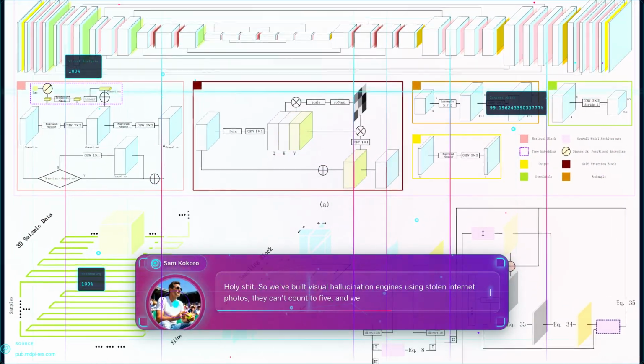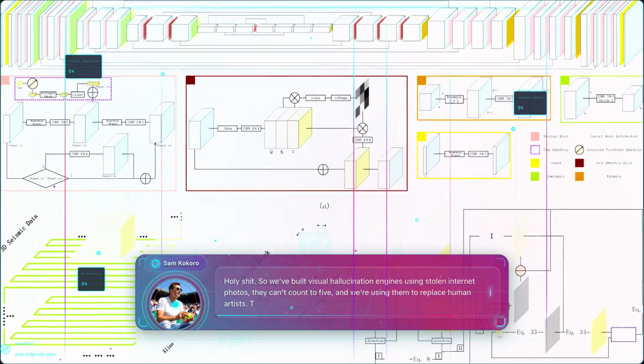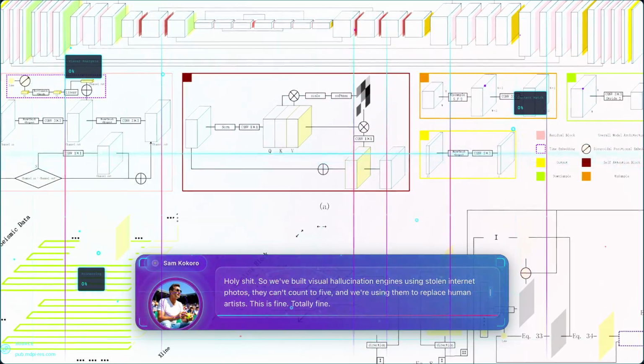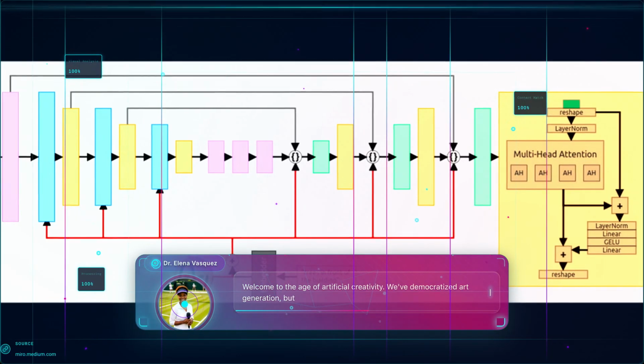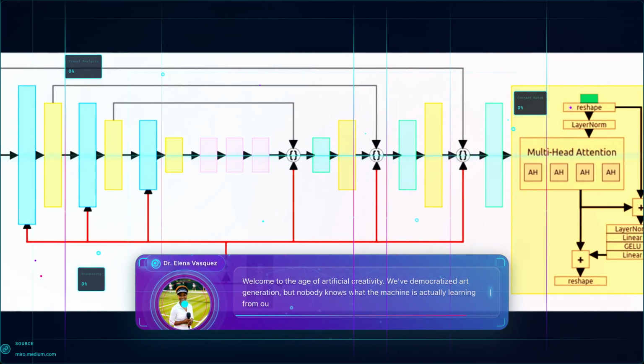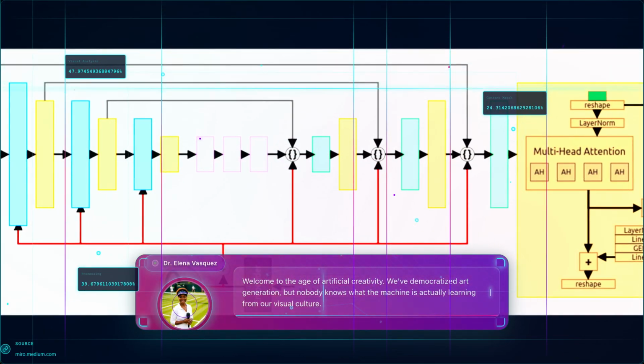They can't count to 5, and we're using them to replace human artists. This is fine, totally fine. Welcome to the age of artificial creativity. We've democratized art generation, but nobody knows what the machine is actually learning from our visual culture.